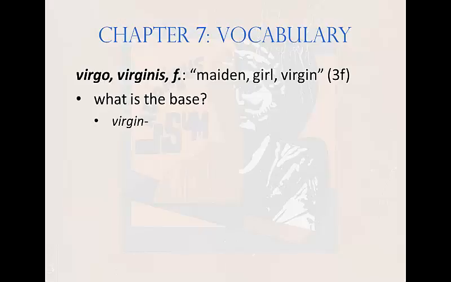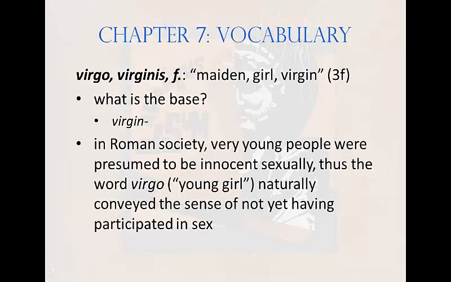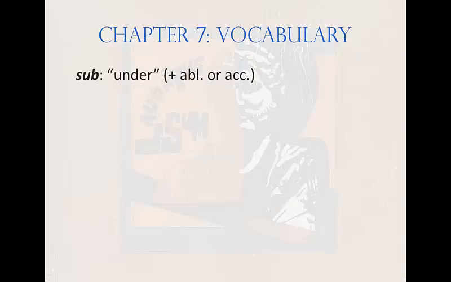I can hear the snickering from here. Obviously, it's from this Latin word that we get our word virgin. In Roman society, very young people were presumed to be innocent sexually. Thus the word virgo, which meant young girl, naturally had the sense of not yet having participated in sex. End of discussion.